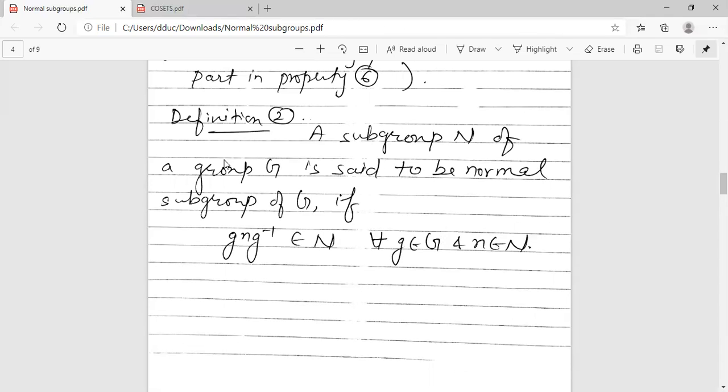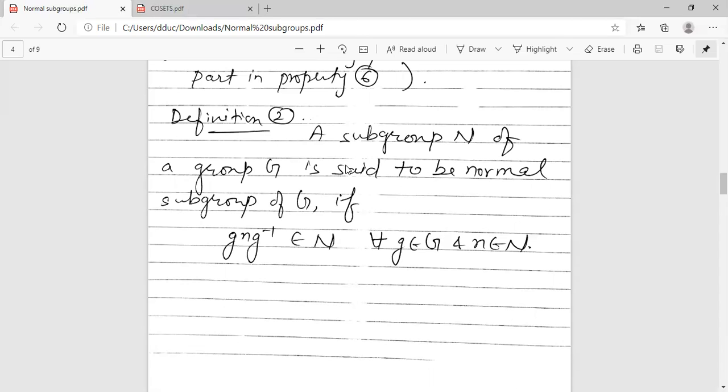Now there is another definition of normal subgroup, or you may see different definitions of normal subgroups in different books, but all these definitions are equivalent. You can reach one definition from the other and vice versa. So they are all equivalent definitions. One can be obtained from the other. So what is your second definition?